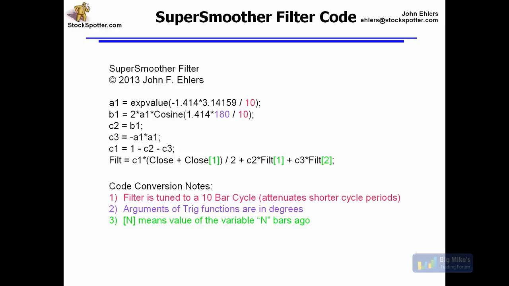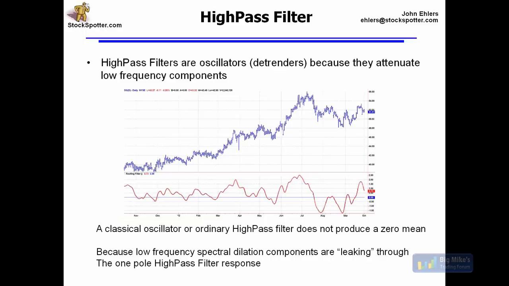So let's move on and attack spectral dilation. Here is a sample of some data I just kind of arbitrarily chose, and I applied a one-pole high-pass filter. That means I made it an oscillator, or I detrended it, and I also used a super smoother on it, and the result I got is shown by the red line. Classical oscillators, like stochastics or RSIs or CCIs, are the equivalent of one-pole filters. And so what that means is their effective attenuation rate is 6 dB per octave.